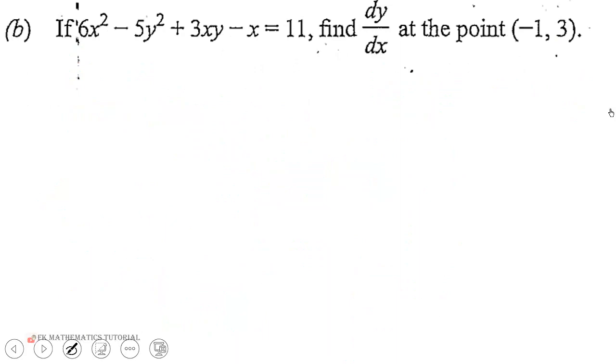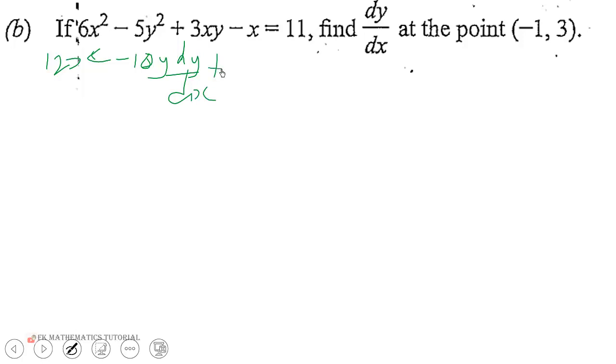If 6x squared minus 5y squared plus 3xy minus x is equal to 11, find dy dx at the point where x equal -1 and y equal 3. So we are going to use implicit differentiation over here. So given 6x squared, when we differentiate this, we will get 12x. So differentiating with respect to x, we get 12x. Then this will give us -10y dy dx, since we are differentiating with respect to x.